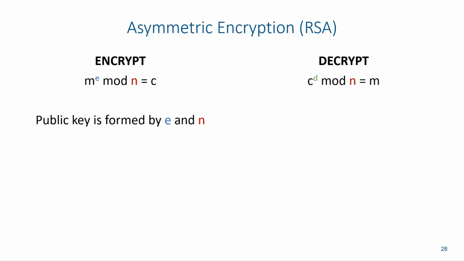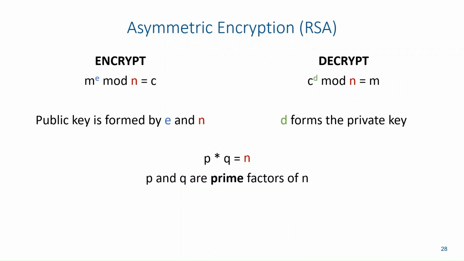To decrypt, you're going to have your ciphertext, and you're going to use the variables D and N to reverse the encryption to get back to your original message. So D forms the private key. N is a combination of P times Q. Now P and Q are going to be prime factors of N.